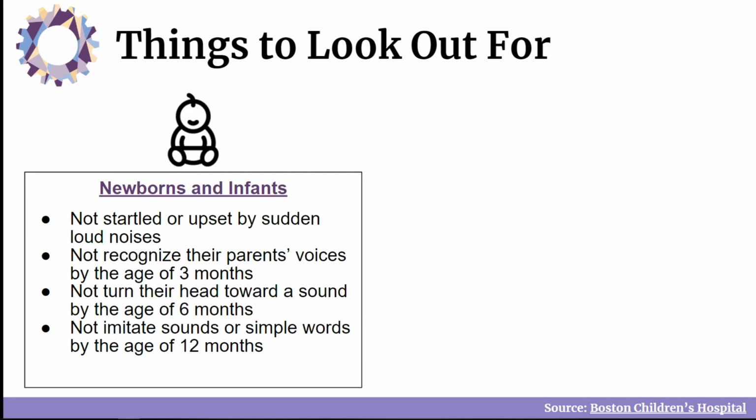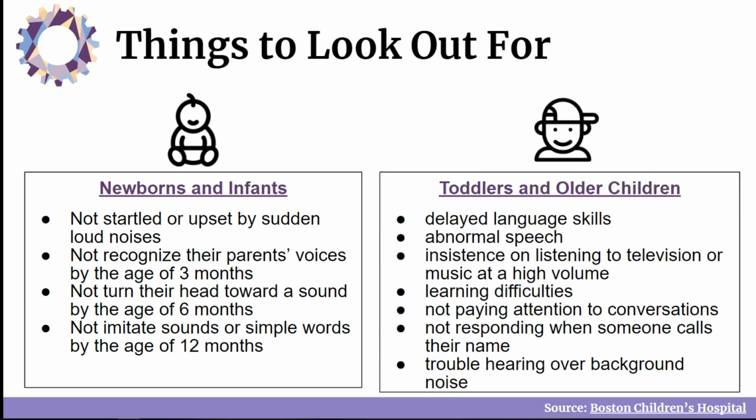For newborns and infants, keep an eye out for the following indicators: not being startled or upset by sudden loud noises; by 3 months, not recognizing their parents' voices, which is a critical early milestone; by 6 months, failing to turn their head towards sounds, which usually indicates issues with sound localization; and by 12 months, not imitating sounds or simple words, which is a key development in early speech.